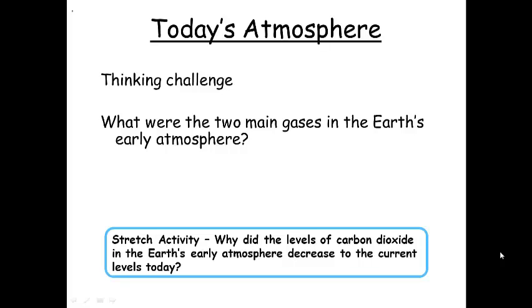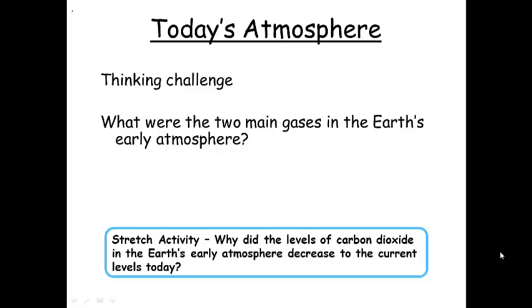And then a stretch activity, why did the levels of carbon dioxide in the Earth's atmosphere decrease to the current levels today? So the first one is the two main gases were carbon dioxide and water vapor. And for your stretch activity, the reasons why the carbon dioxide levels decreased is because of the carbon dioxide dissolving in the oceans to form carbonic acid.